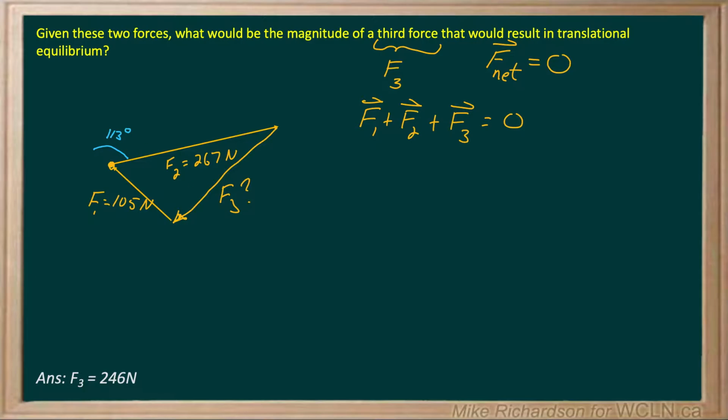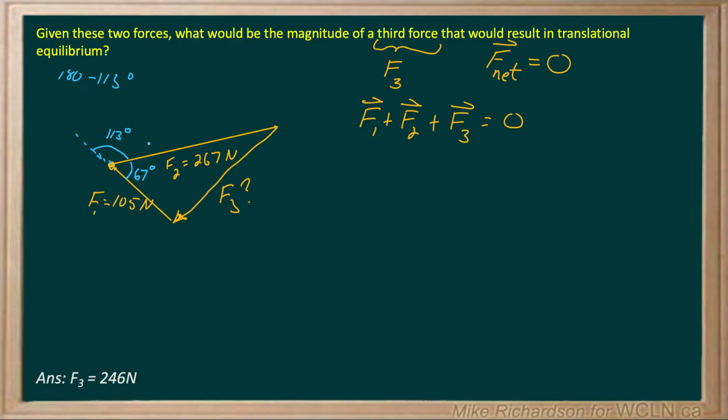Now we need some angles as usual. Don't forget we had this 113 degree angle that was along the direction of our original F1. So if that's 113 degrees, then this angle right in here, because this line is 180 degrees in total, will just be 180 minus 113. So 180 degrees minus 113 degrees gives me 67 degrees. This little angle right in here is 67 degrees.